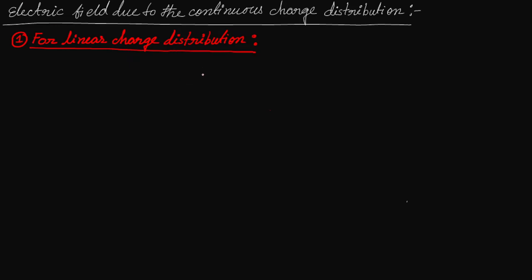Let me just draw an arbitrary length, and over this length, let's say some charge is distributed, and the charge per unit length, let's say, is lambda. If we want to calculate the electric field at this point P, the question is how we can calculate it. So far we did not learn how to calculate the electric field at this point P due to continuous charge.